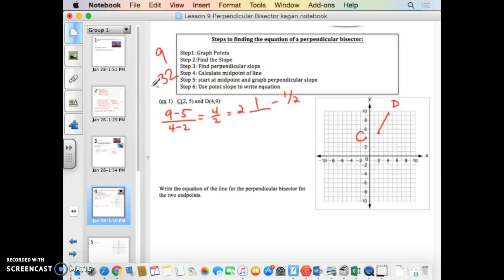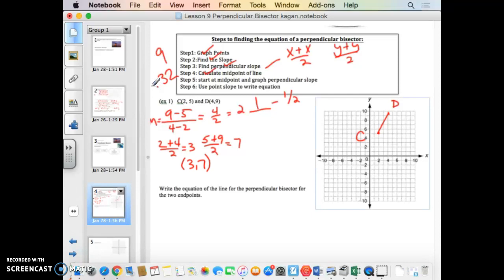All right, so step 3, so this is m. We've done step 1, step 2, step 3. Step 4 is to calculate the midpoint. Remember, midpoint: x plus x divided by 2, y plus y divided by 2. So to get my midpoint, I'm going to do 2 plus 4 divided by 2, and 5 plus 9 divided by 2. So this is 3, and this is 7. So my midpoint is (3, 7).